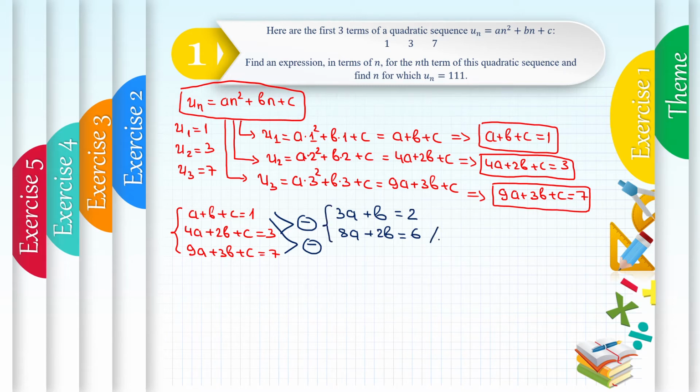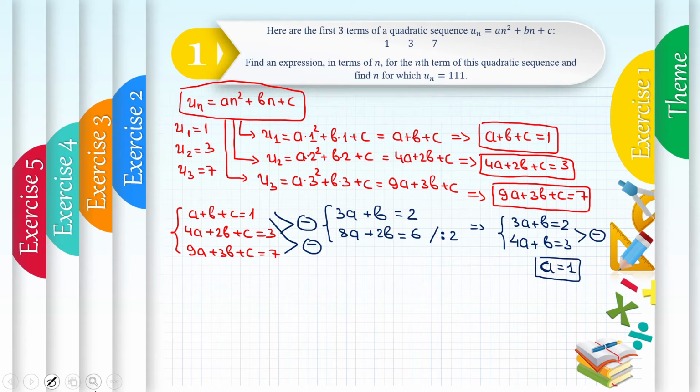Now, the second equation, we can divide both sides by 2, and we get the following, that 3a plus b is equal to 2, and 4a plus b is equal to 3. Because we have the same coefficient of b in both equations, we can subtract the first equation from the second equation, and we will get 4a minus 3a is equal to 3 minus 2, which is equal to 1. So we found that a is equal to 1.